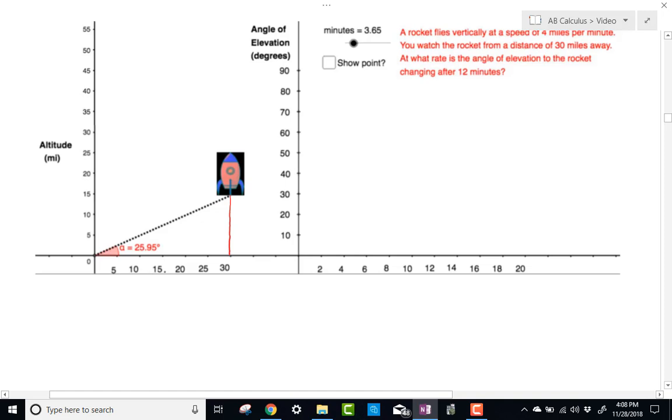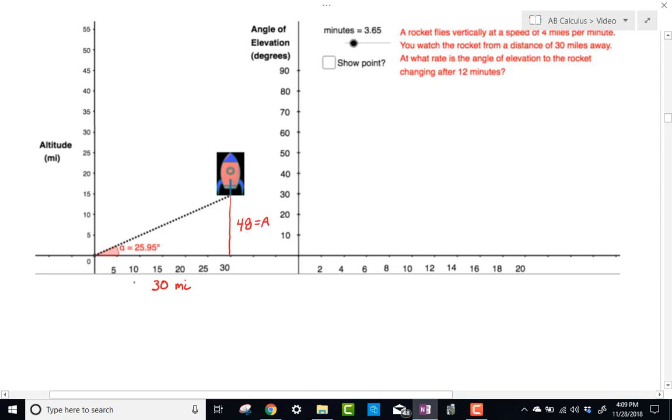Okay, so the bottom of our triangle we're going to label as 30, and this is in miles. It says the rocket flies vertically at a speed of 4 miles per minute. And at the bottom it says, at what rate is the angle of elevation to the rocket changing after 12 minutes? After 12 minutes the rocket's going to be 48 miles in the air, so this length here is going to be 48. I'm going to label sides A, B, and C here, so we'll let this one be A.